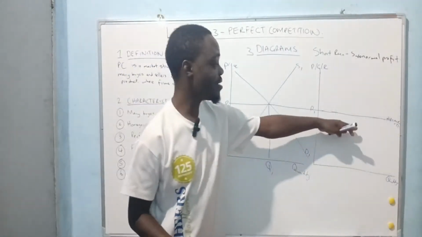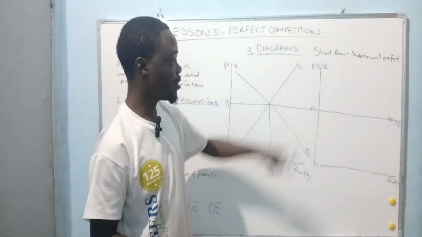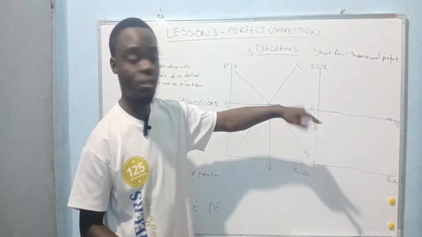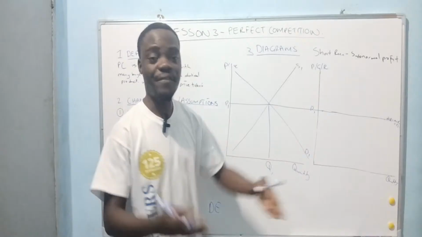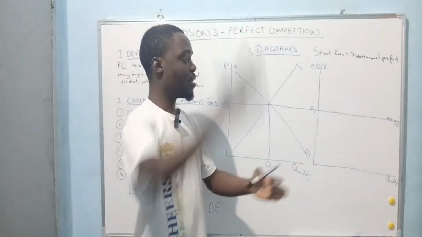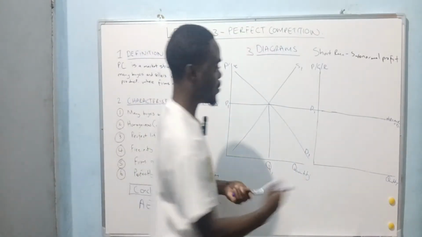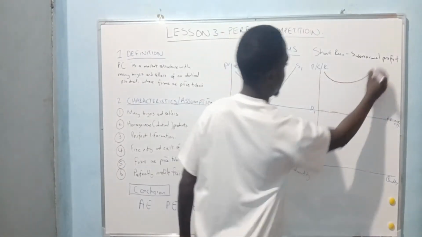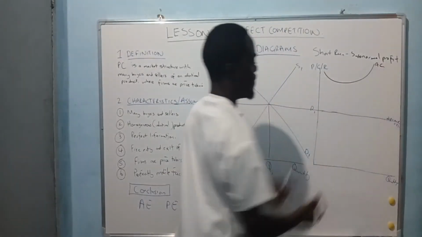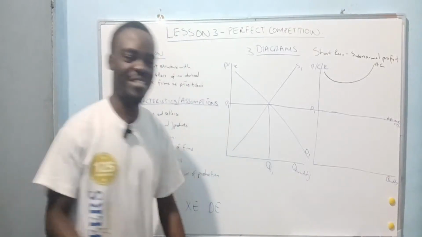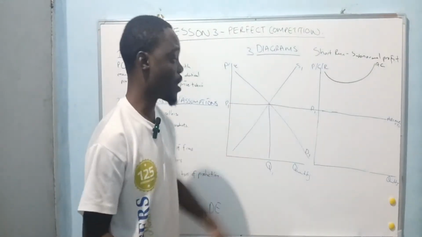So let's now draw the average. So it's not subnormal profit. What you do is that you now have to draw the average cost curve above average revenue. So here you draw the average cost curve slightly like this, above the equilibrium. Mine is quite high, but that's how you draw it.